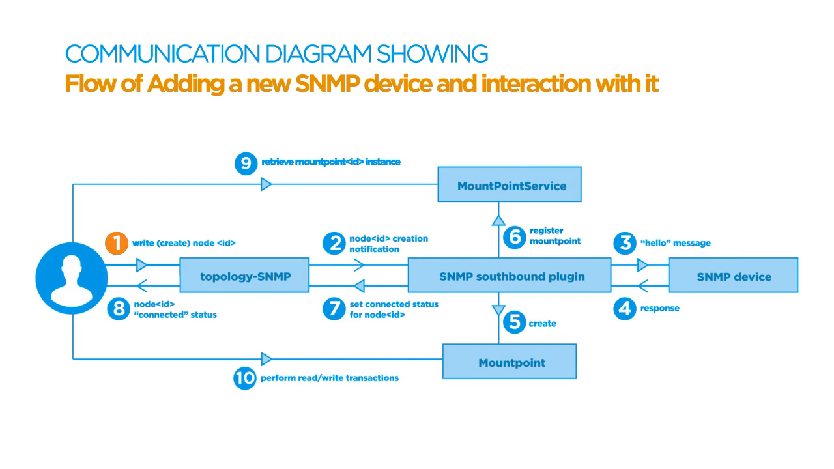In the first step, we write a new node to topology-SNMP. This fires an event, which is received by the SNMP Southbound plugin. Based on this, SSB tries to connect to the device and after a successful connection, creates the Mountpoint, registers it, and sets the node status to connected. After this, the user can retrieve the Mountpoint and perform read and write operations, and of course, receive traps. This is how we basically interact with SSB.